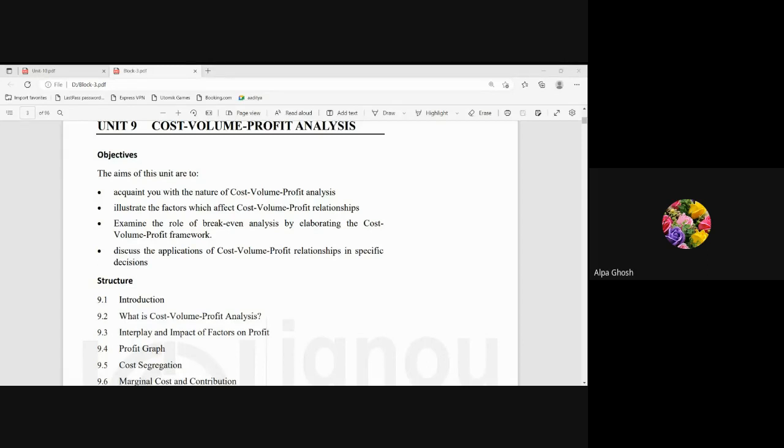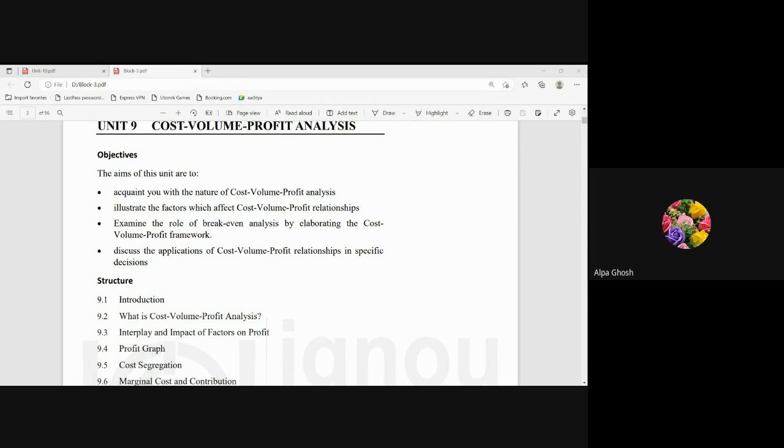So this cost volume profit analysis is all about what should be the minimum units we need to sell, how we can overcome this break even point so that all the cost is covered, and if there is a change in fixed cost or variable cost, how it is going to affect the profitability of the firm.